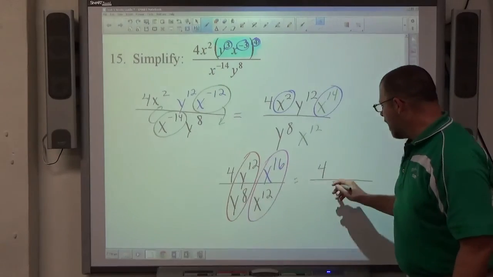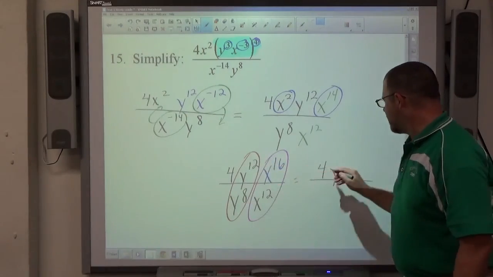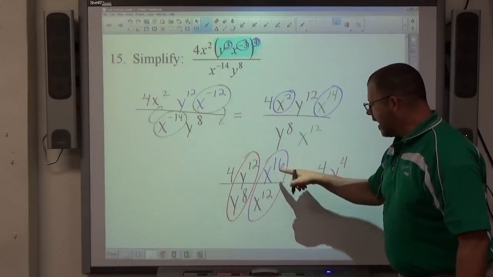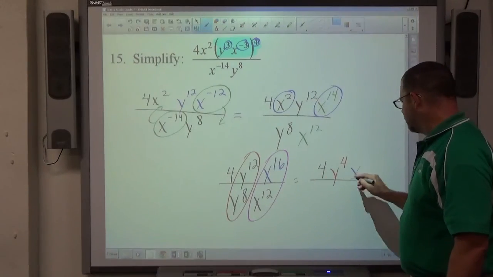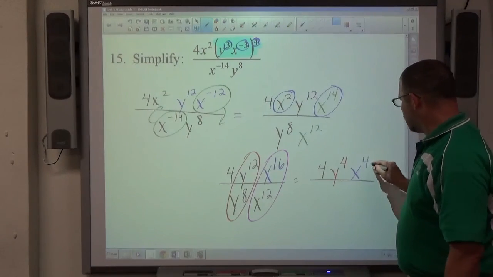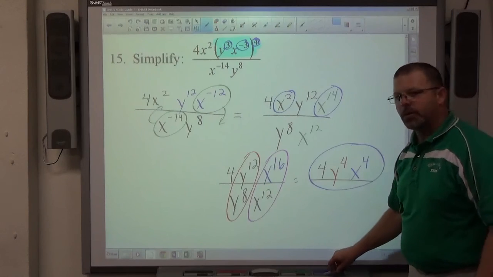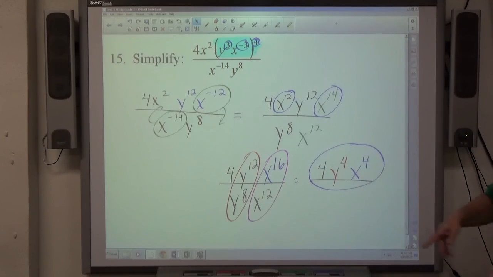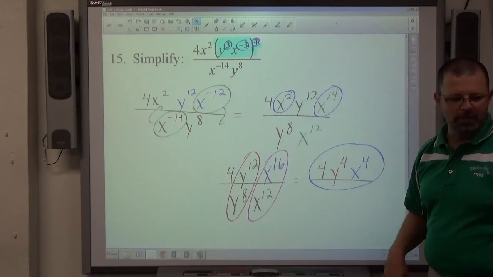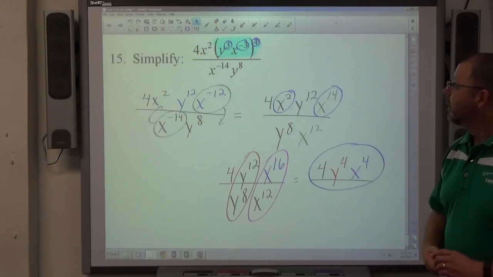Too many y's, y is bigger on top. 12 minus 8 is 4. Too many x's, x is bigger on top. And 16 minus 12 is 4. So 4y to the 4th, x to the 4th, in whatever order you want to put. You put numbers in front, but the x and the y order doesn't really matter that much.